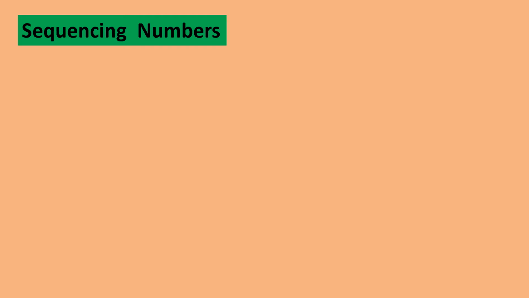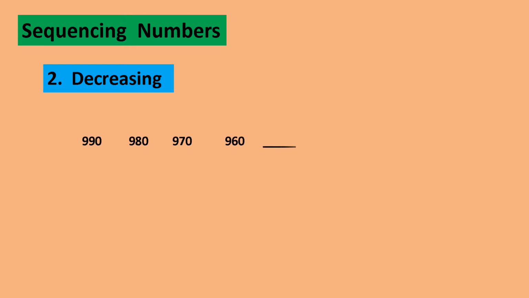Okay, another way of sequencing numbers or numbers may follow a decreasing pattern. Decreasing in Thai it means long. So say for example in this number. So the first number is 990, and then it went down to 980. So that means the pattern is decreasing by 10.